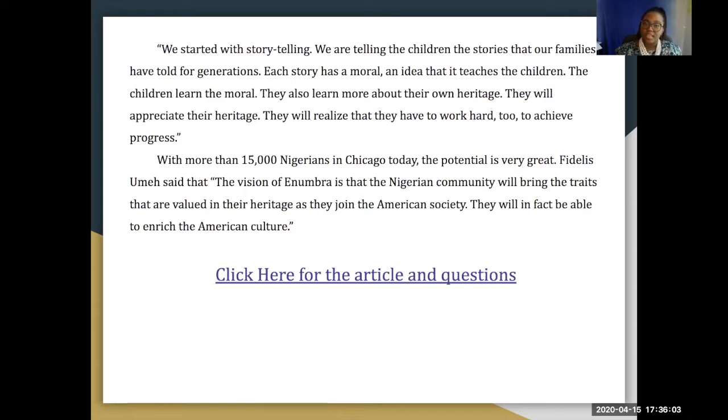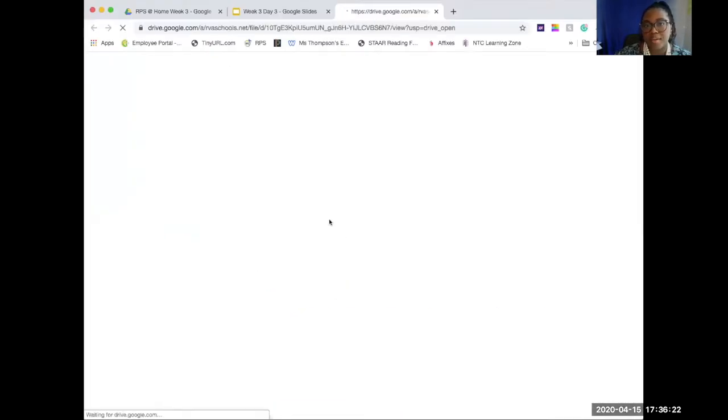Okay, and just to help you guys out, I know there are some words in here that you're like, how do I even say that? The name of the support group is called Enumbra, okay? Enumbra. So I said that I put the article in there, and I did. So you guys can absolutely click here, and it's going to open up for you as soon as my computer gets it together.